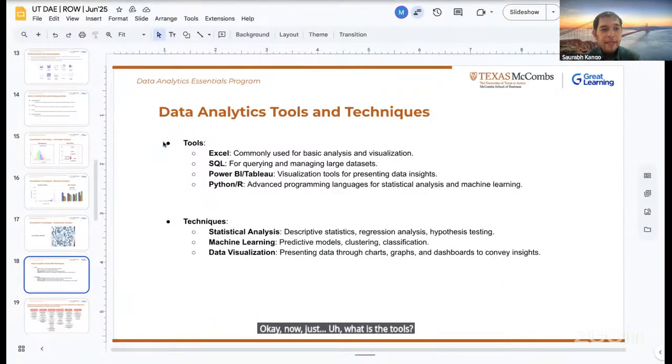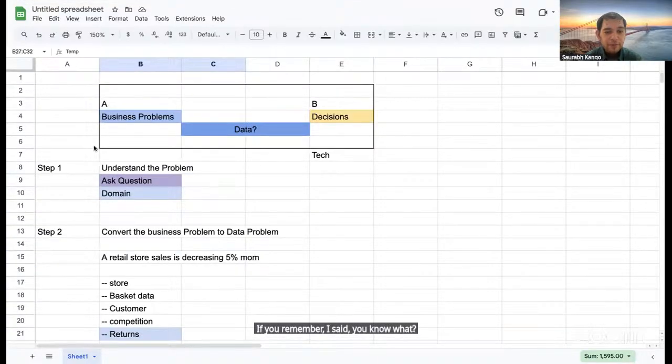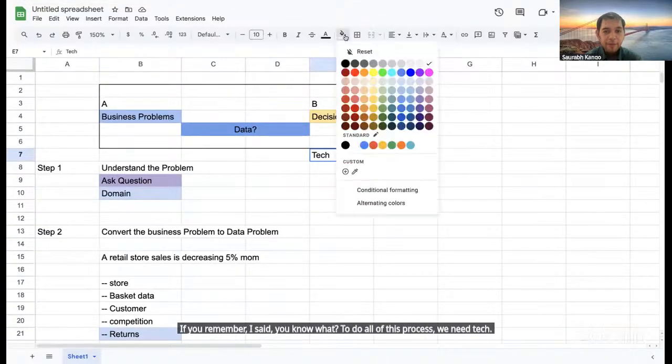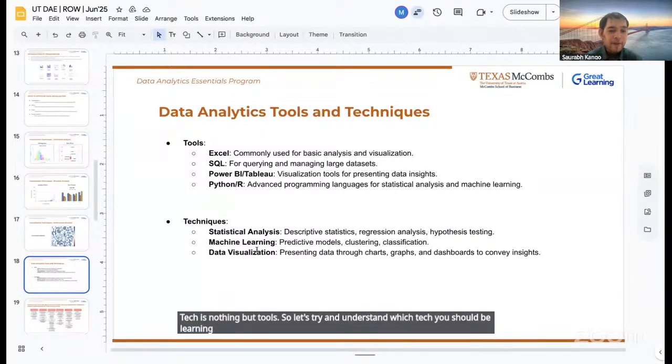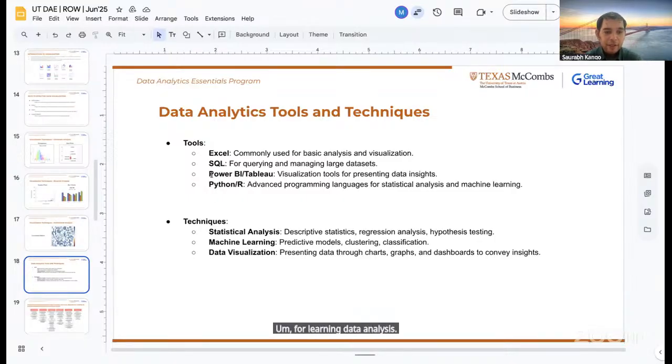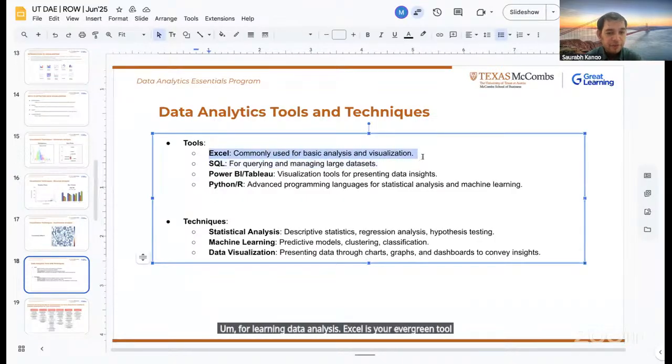Okay, now what are the tools? If you remember, I said, to do all of this process, we need tech. Tech is nothing but tools. So let's try and understand which tech you should be learning specifically for learning data analysis. Excel is your evergreen tool. I'm sure everyone has used Excel. It's a very good tool for doing some quick analysis, ad hoc analysis. So you need to learn Excel.